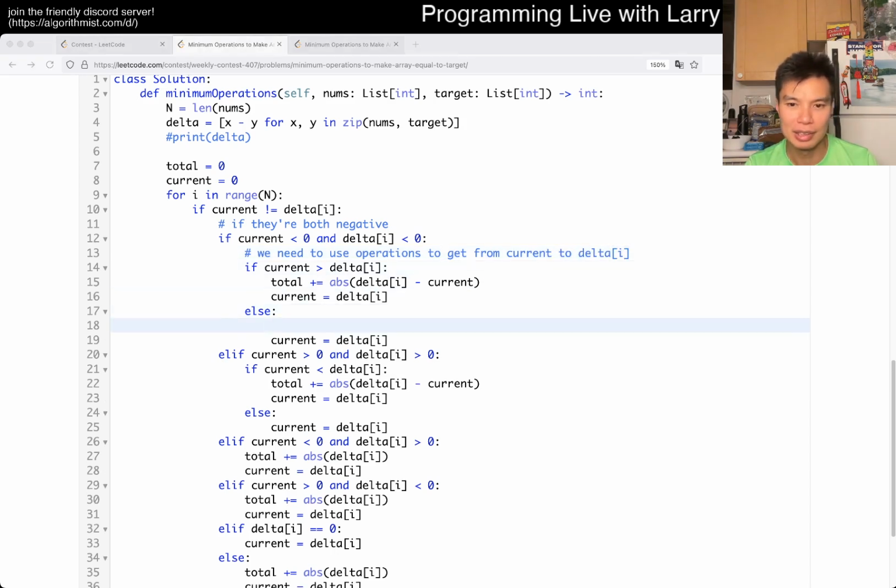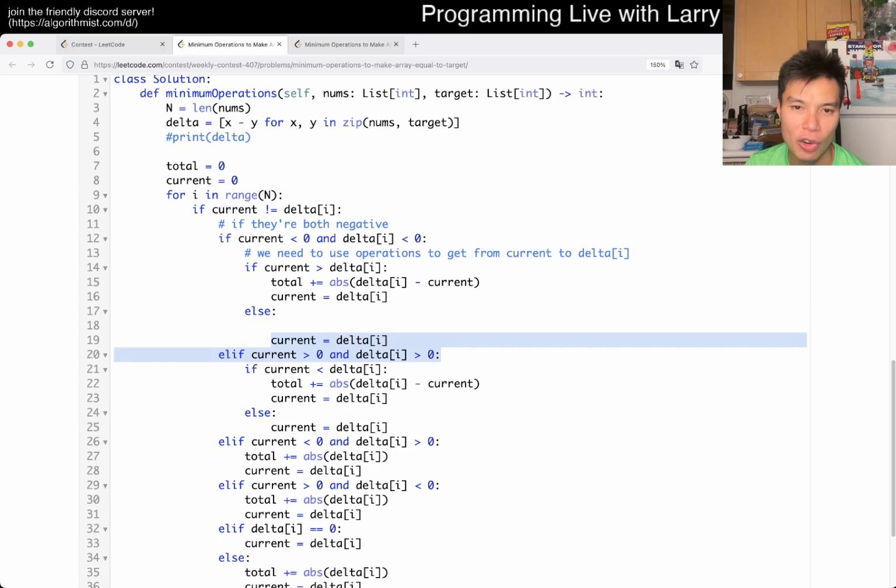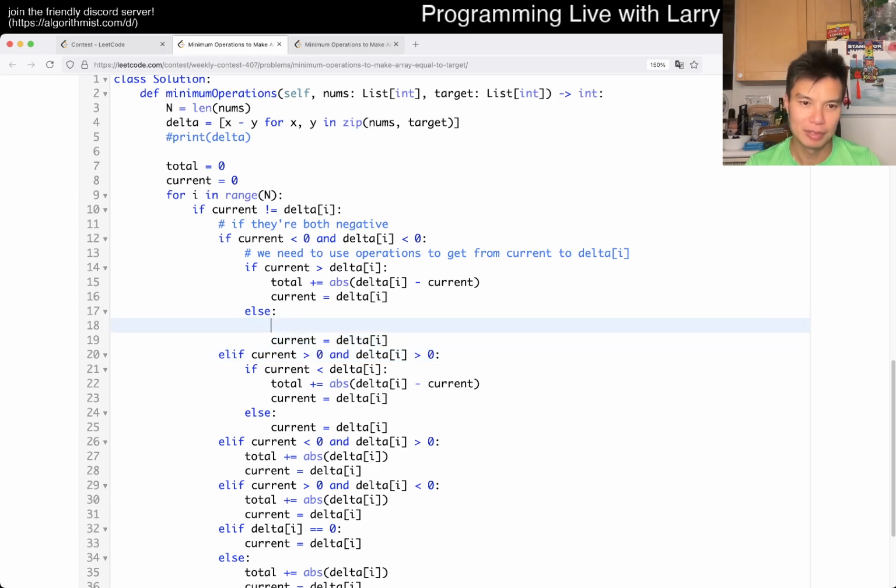So we need to use operations to get from current to delta sub I. But otherwise, we just update the current because we stop before it, we stop at delta sub I, right?